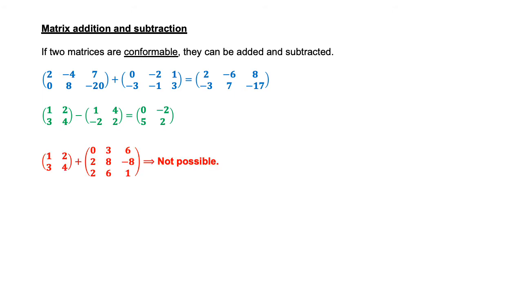If I look at this one, I can't do anything here because I've got a 2 by 2 matrix and a 3 by 3, so there's no way of me adding these together, which I think seems quite natural in this case. So how would you do it? It's definitely not possible.